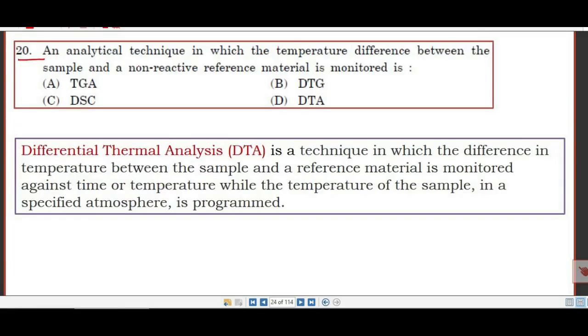Question number 20. An analytical technique in which the temperature difference between the sample and the non-reactive reference material is monitored is differential thermal analysis, DTA. This is a technique in which a difference in temperature, that is delta T, of the sample is plotted against reference material and monitored against time or temperature in the specified atmosphere. Hence it is the DTA technique. In the TGA technique, we measure the weight of the sample against temperature. Hence answer D is correct.